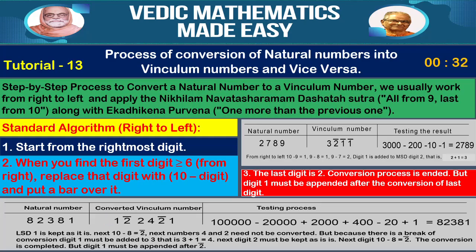Friends, let us check the result. We get 1 followed by 5 digits minus 2 followed by 4 digits plus 2000 plus 400 minus 20 plus 1 is equal to 82381. Friends, I hope you understood the conversion process and checking the process of the answer obtained clearly.